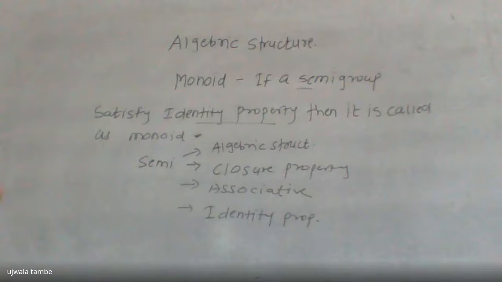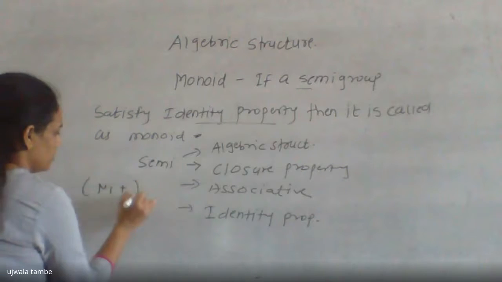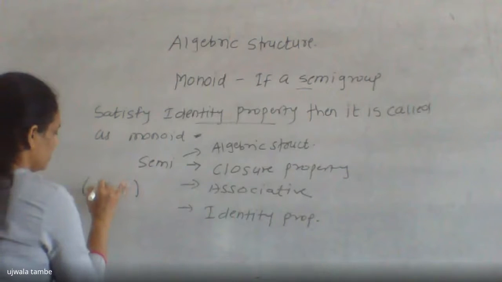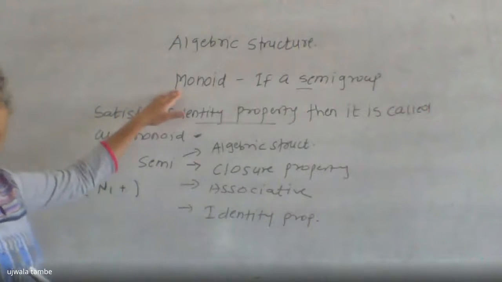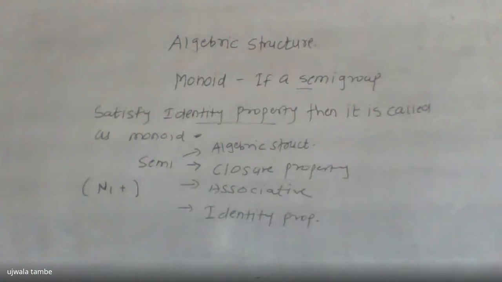Now, consider the set of natural numbers with respect to the addition operation. Check whether the given algebraic structure is a monoid or not with respect to natural numbers.